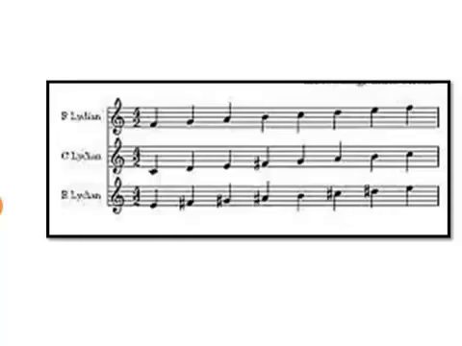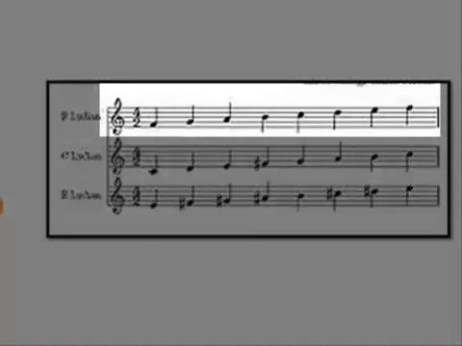Here's the F Lydian scale. You'll notice that the 4th note is B natural. If this was the F major scale, that would be a B flat. So it's the same as the major scale with the 4th raised. Here's what the F Lydian sounds like.